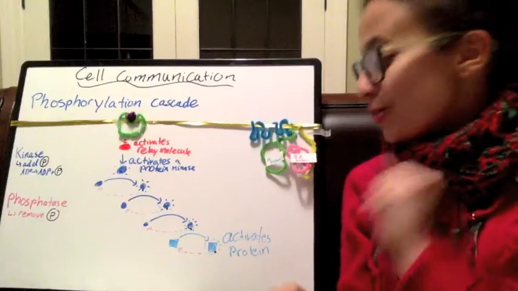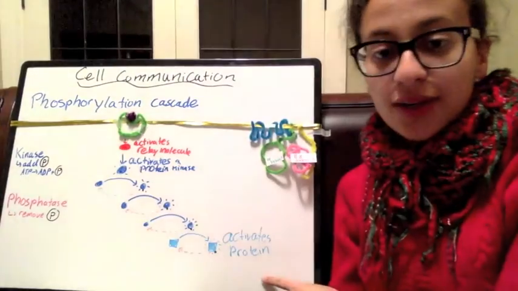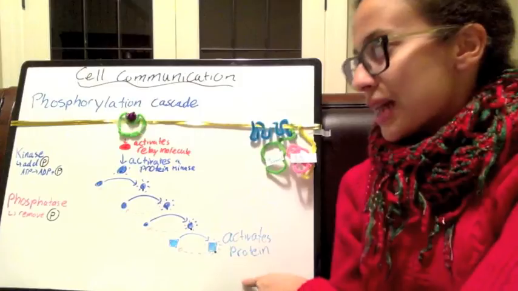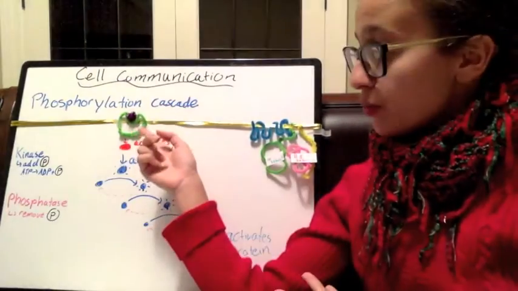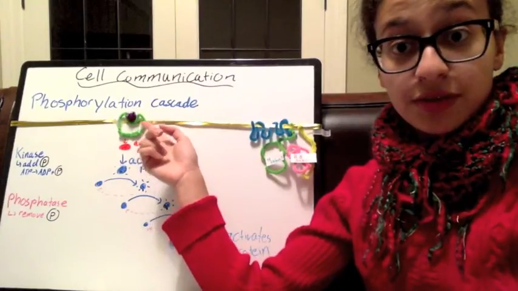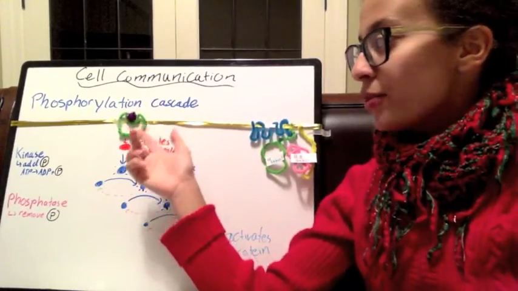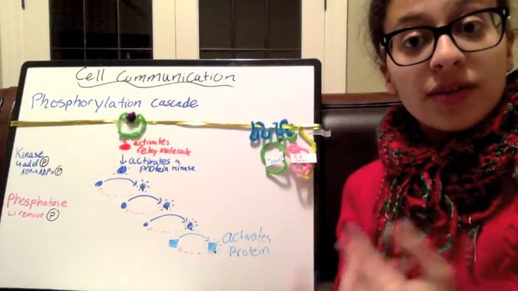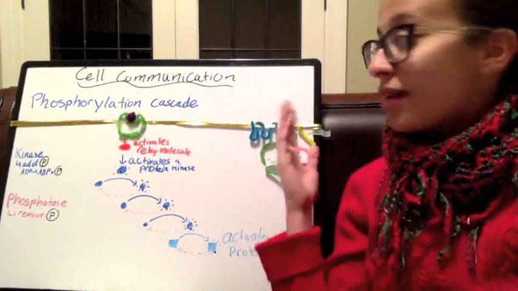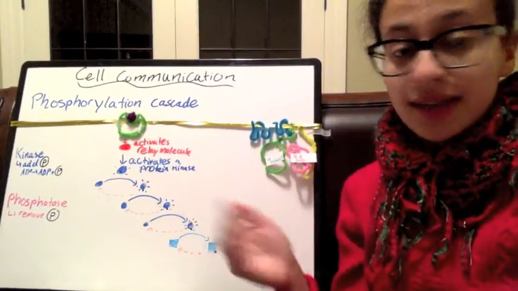Okay, so you want to activate this protein all the way down inside the cell. So you got your signal molecule bound to your cell surface receptor, but how are you going to activate this protein all the way down here? Well, one of the pathways that you can take is a phosphorylation cascade.